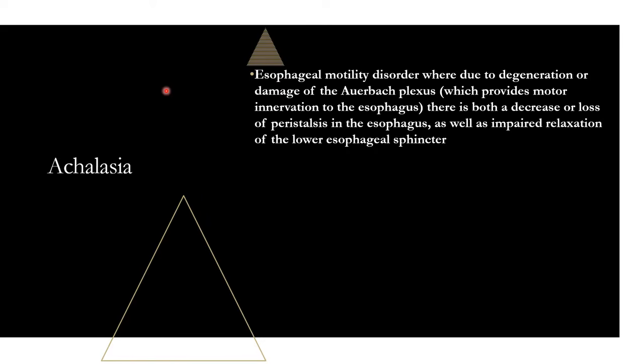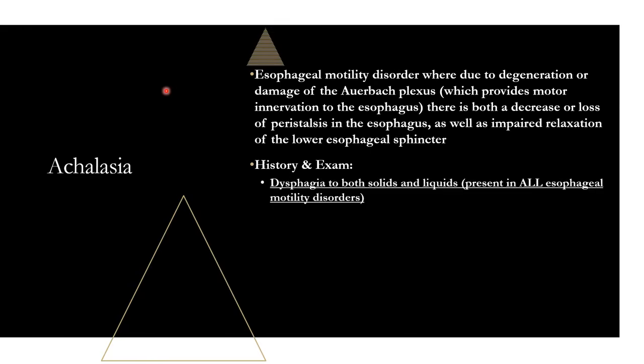So food's getting into the esophagus, it's not getting pushed down, it's kind of sitting in the esophagus, and even once it does reach the stomach, the lower esophageal sphincter is clamped shut. So these patients on history and exam, like I said, for all motility disorders, are going to have dysphagia to both solids and liquids. Again, this is going to present in all of them, so you need to know that. The reason it's going to be to solids and liquids is because the esophagus isn't working the way it should. It's not pushing the food down. And you need to know that if in a vignette you only see dysphagia to solids, don't think a motility disorder. You're going to be thinking more of a mass or an esophageal stricture.